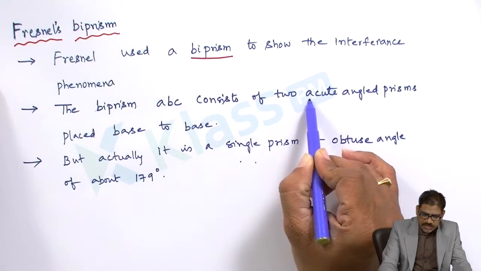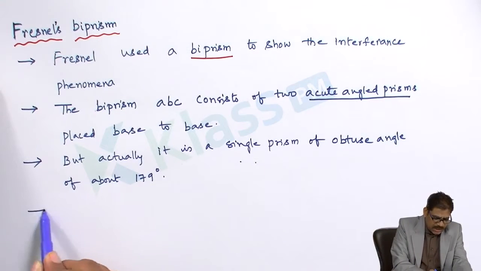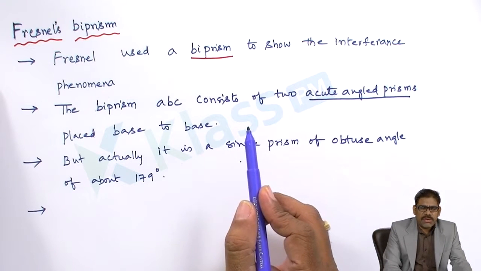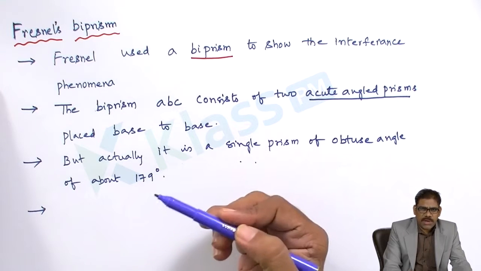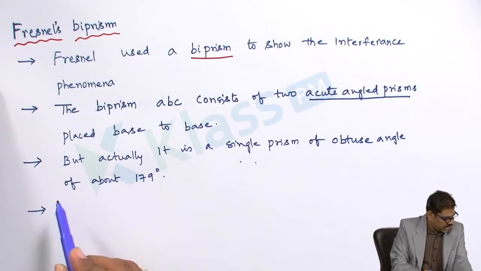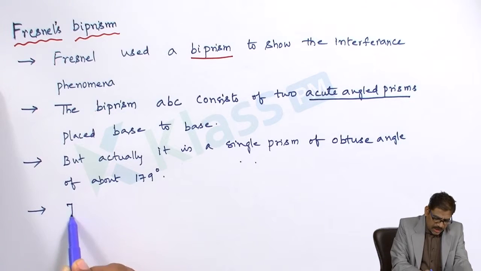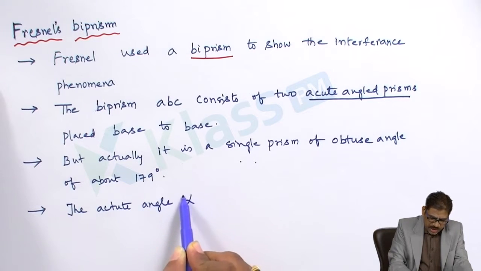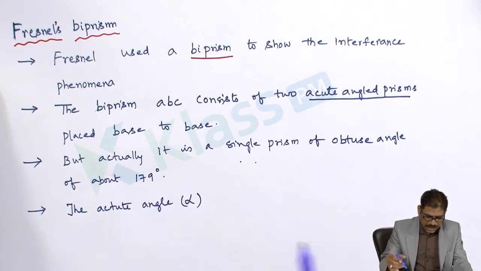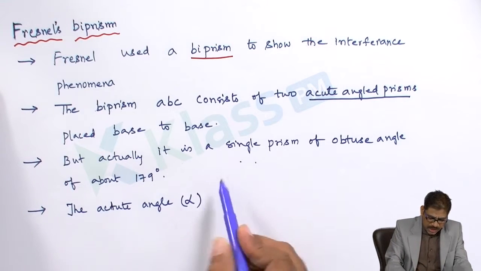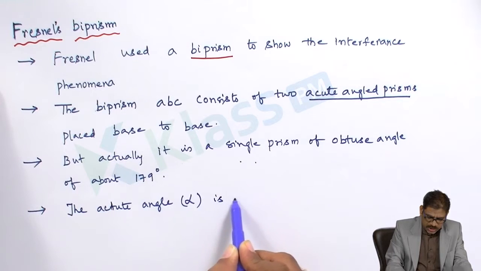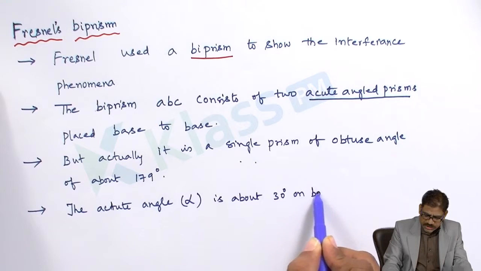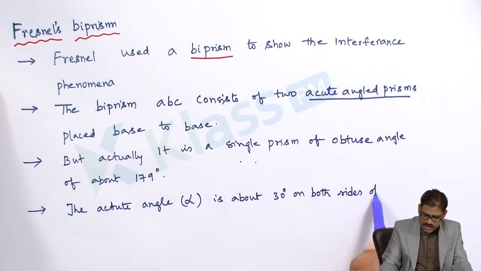As we are stating it in terms of the acute angle prisms, the angles are obviously 30 degrees on either side of that particular prism. We are denoting the acute angle with alpha, which will be shown in the diagram. The acute angle alpha is about 30 degrees on both sides of the prism.